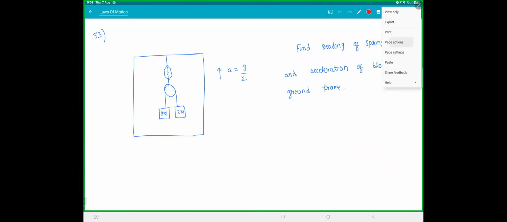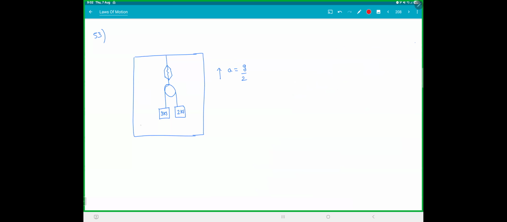Now coming to this question. If you keep the person inside the frame and ask him, boss, what is your acceleration? He will say, G effective is G plus A, which is 3G by 2. He will think the gravity has become 3G by 2. Now this has become simply an Atwood machine. This is 3 kg, 2 kg. But remember, all your answers will come with respect to the lift. So gravity is 3G by 2.